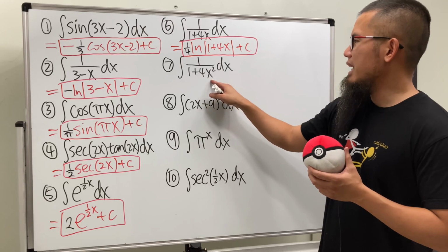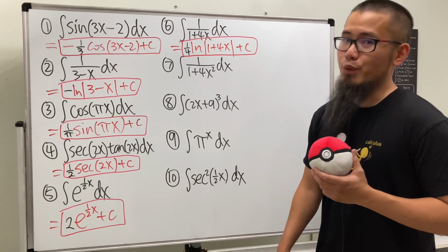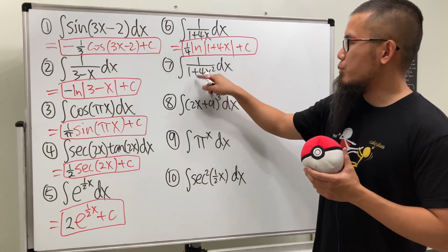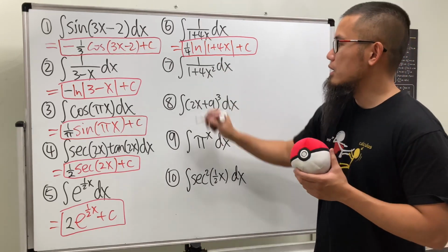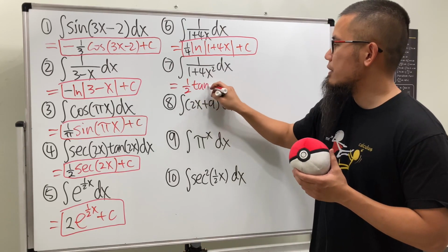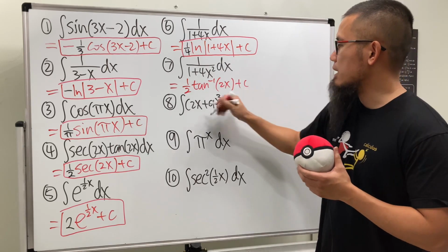This is 4x squared. Weird. I will tell you what the answer is first before I show you guys some work. This right here, we actually look at this as parentheses 2x and then to the second power, and u will be 2x. So the answer is 1/2 inverse tangent of the input, which was 2x, like so. And put on a plus c.